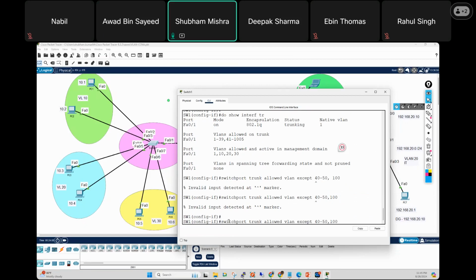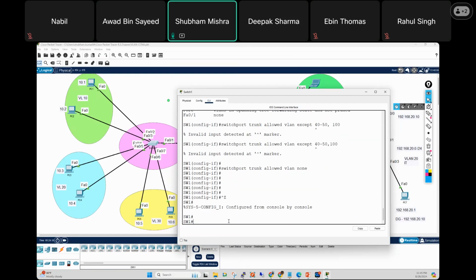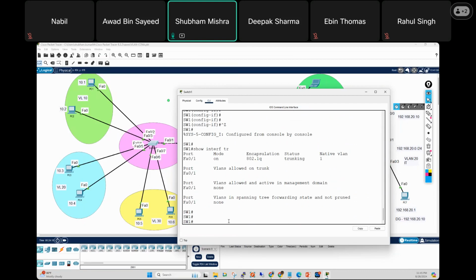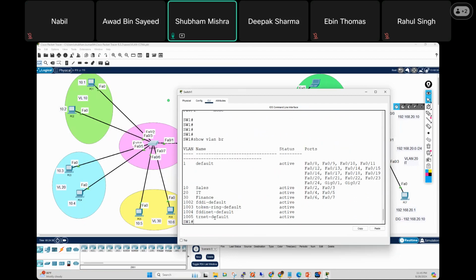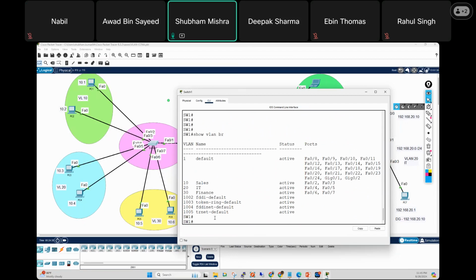And none means, guys, no VLAN. You know, none means no VLAN. If I write here remove all, none. None means no VLAN. Is there any VLAN allowed? No, no VLAN is allowed. So if I write show VLAN brief, see, all the VLANs are there: 1, 10, 30. Every VLAN is there.